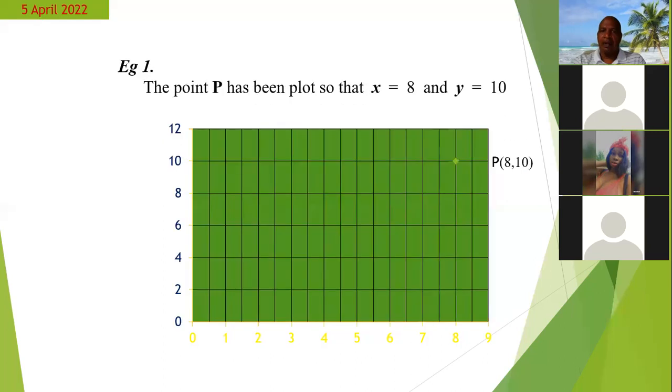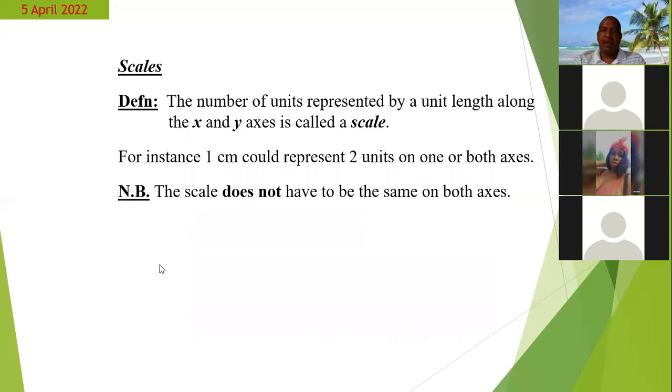So here we see that this would be our point. And if we have another point from the origin, we could connect those 2 points to form a line. All right, so moving on. Now we're going to talk about scale.